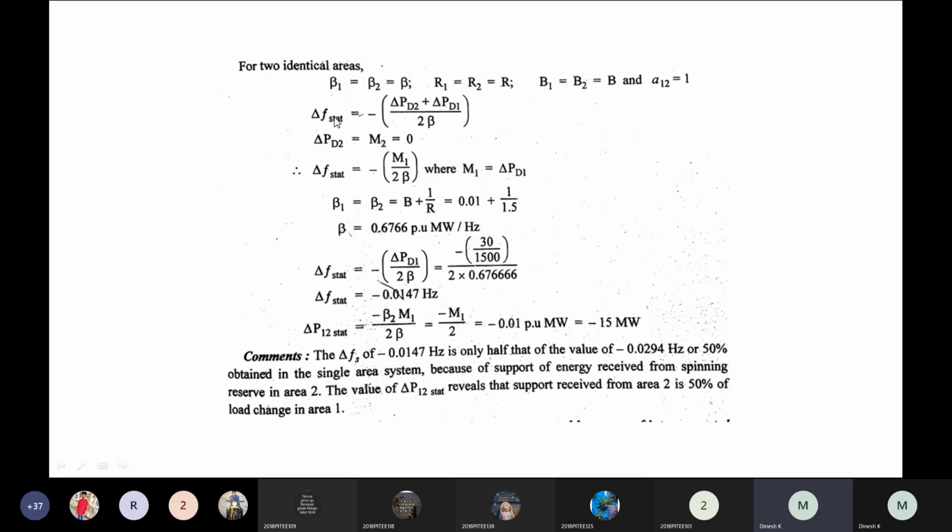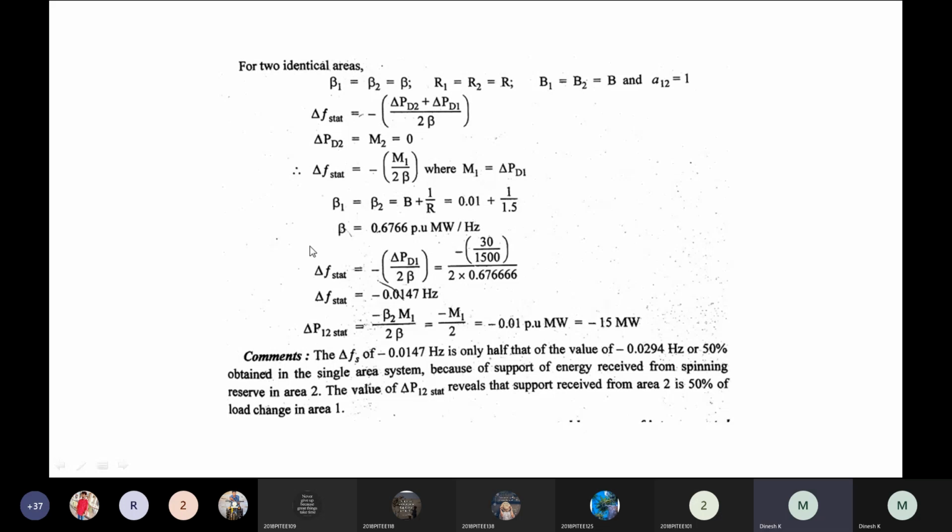So my remaining del F static should be minus of del PD2 plus del PD1 by 2 beta. So del PD2 and M2 is 0. Okay? So my del F static is minus M1 by 2 beta, where M1 is nothing but your del PD1. So beta 1, beta 2 is nothing but your beta, which is B plus 1 by R. So B is 0.01, R is 1.5. So 0.01 plus 1 by 1.5. So beta value should be 0.6766 per unit megawatts per hertz.